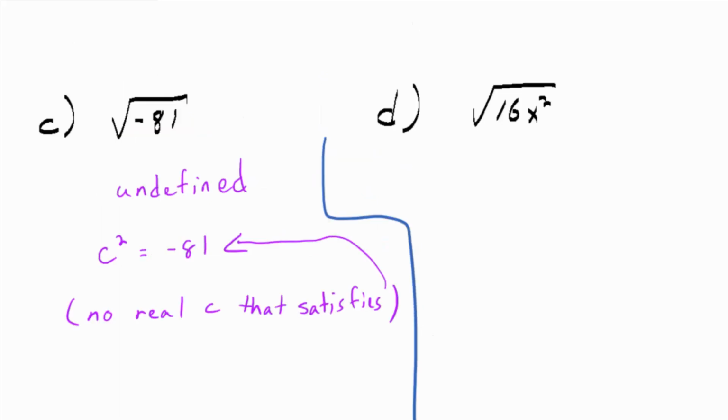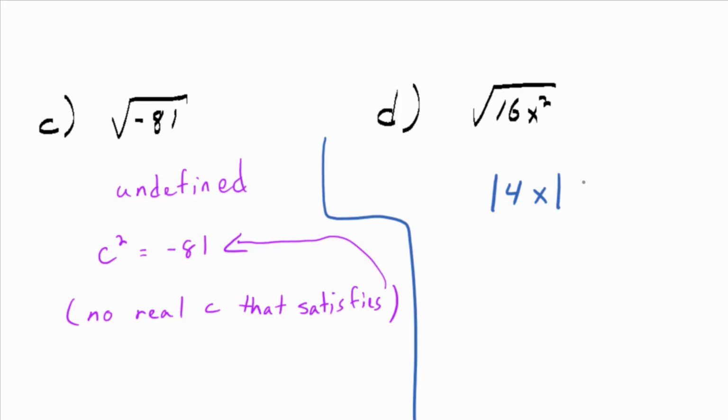Okay, let's try part D, the square root of 16x squared. 4x. Yeah, but there's a problem when we say 4x. What if x is a negative number? Are you allowed to get a negative number popping out of a square root or an even indexed root? No. So what do you got to slap around the 4x? Absolute value. Yeah, so the answer is technically the absolute value of 4x, and that may be new to you. And that's based on the above definition, right?